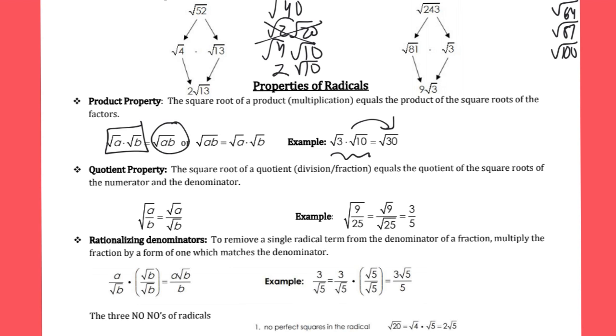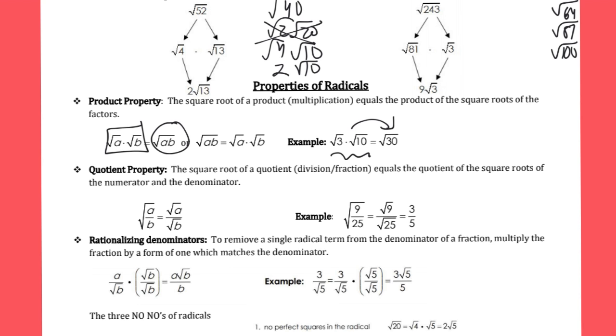Another thing is you're not allowed to leave a radical in the denominator. So if you see a fraction underneath a radical, you can break it up into the top and the bottom. And if you know their square roots, then you can take them. That would be completely fine.